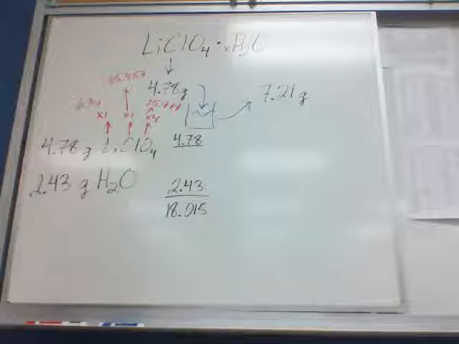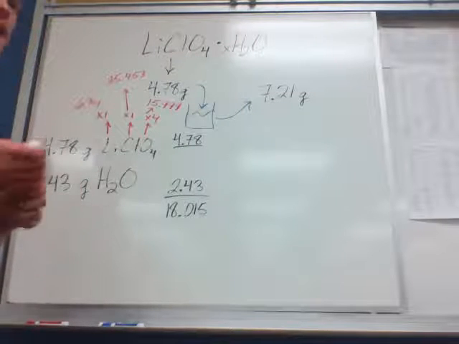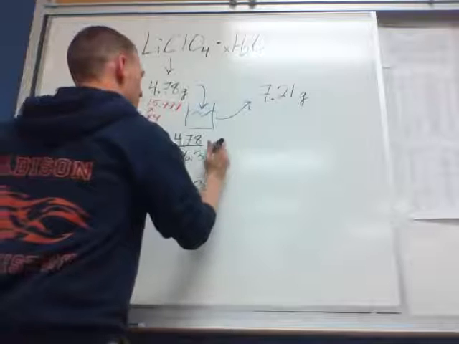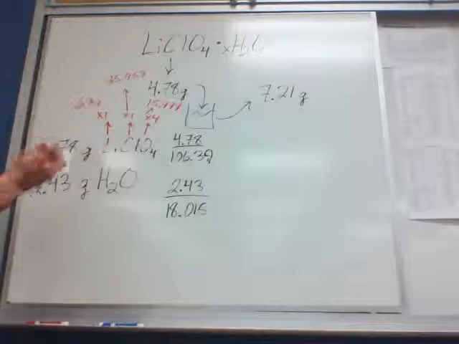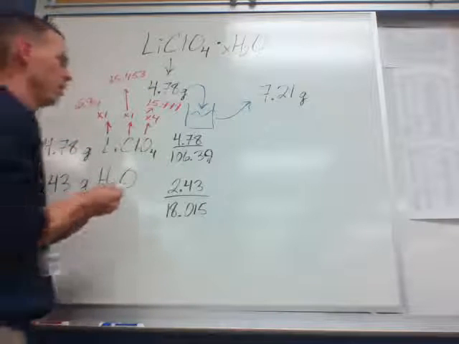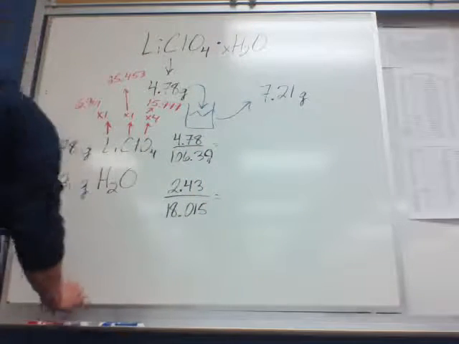Look on your periodic table. You don't need me to tell you that. Does anybody have this molar mass of lithium perchlorate? 106.39. So again, guys, 106.39 is 1 lithium plus 1 chlorine plus 4 oxygens. Now again, this is just like empirical formulas. That was step 1. We're getting a mole count. So let's get these values together.